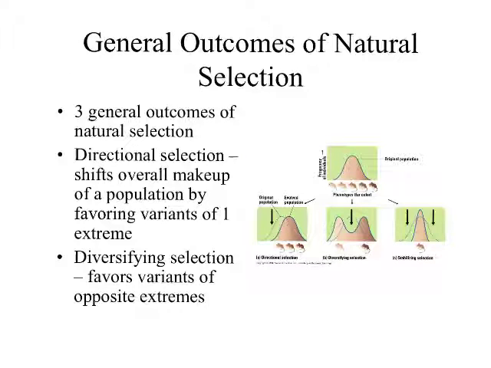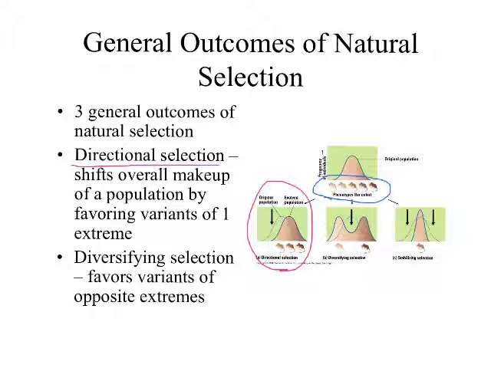So if we look at the big picture of how natural selection is going to make new populations and species, there are basically three general outcomes of natural selection. We can get what's called directional selection, which shifts the overall makeup of a population by favoring just the variant of one extreme. So if we started out with a population of very light-colored mice through very dark-colored mice, and the environment is going to select for the darker-colored mice, that's directional selection. It's favoring the extreme, the dark-colored mice, and all the light-colored mice are then not going to reproduce or survive.